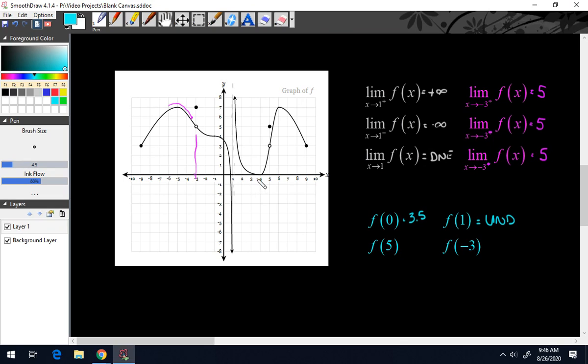What about f of 5? F of 5, solid dot over here at 5. And then -3, again, solid dot, not the open circle. F of -3, we actually have 0.7. So hopefully those two quick examples will help you when you're trying to navigate evaluating limits or function notation by looking at a graph.